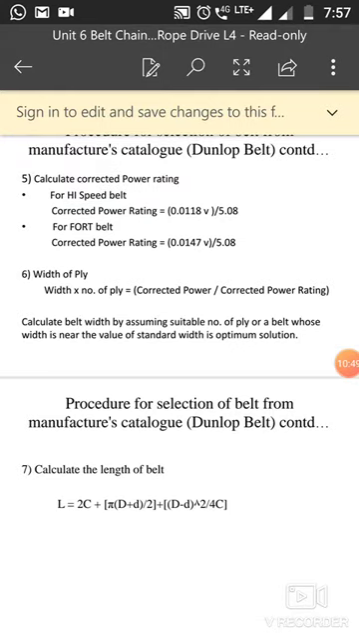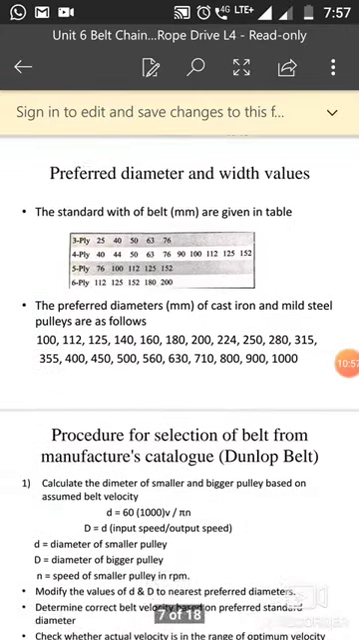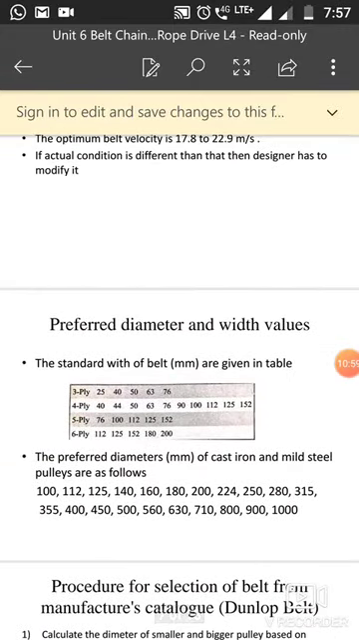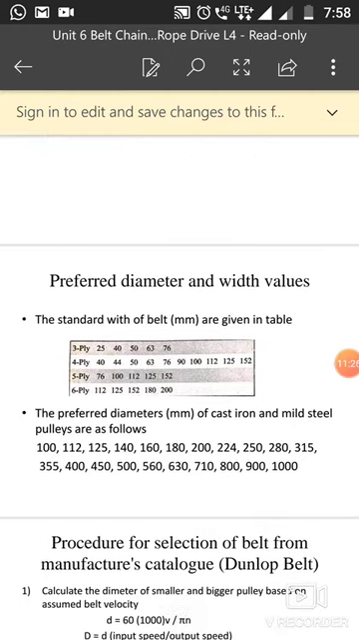For the width of ply, what do we do? By the trial and error method. As we have seen in an earlier lecture, width into number of ply is equal to some constant. So we are assuming 3 ply. If we assume 3 ply, we divide that constant by 3 and we get a width. If our calculated width is closer to the standard width for an assumed number of plies, that number of plies we are going to choose, and that width we are going to choose from the standard available catalog.